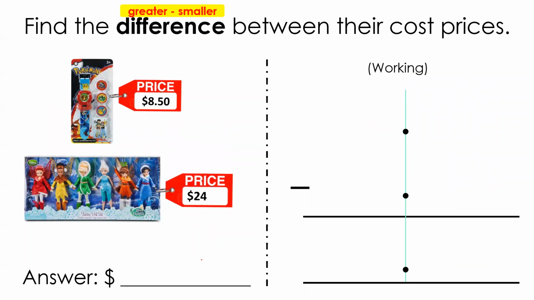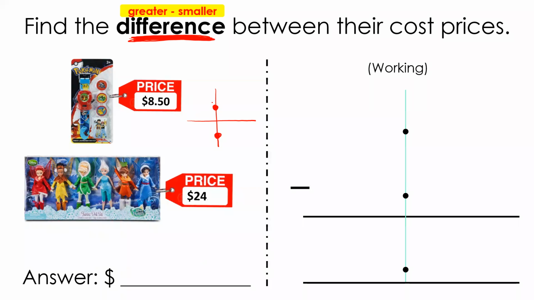Okay, in this case, again, I have to find the difference between the cost prices of the two items. So difference, I have to take the greater amount minus the smaller amount. Okay, greater minus smaller. So which is greater? Okay, I'm going to draw my place value chart to compare. So decimal point on the line. Remember, always have to align.